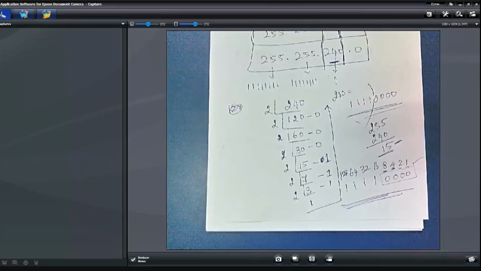Did you understand the concept? Calculation, you can do it by using calculators. That is no problem. I'm telling the concept. Yes, Mr. Yes, very good.